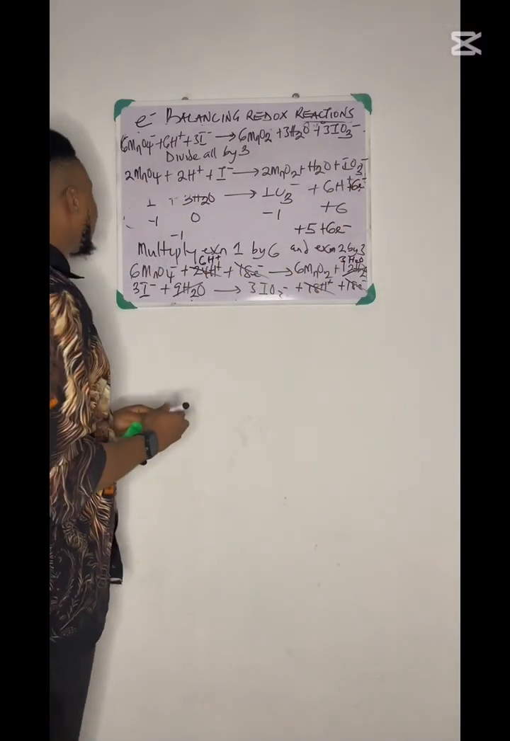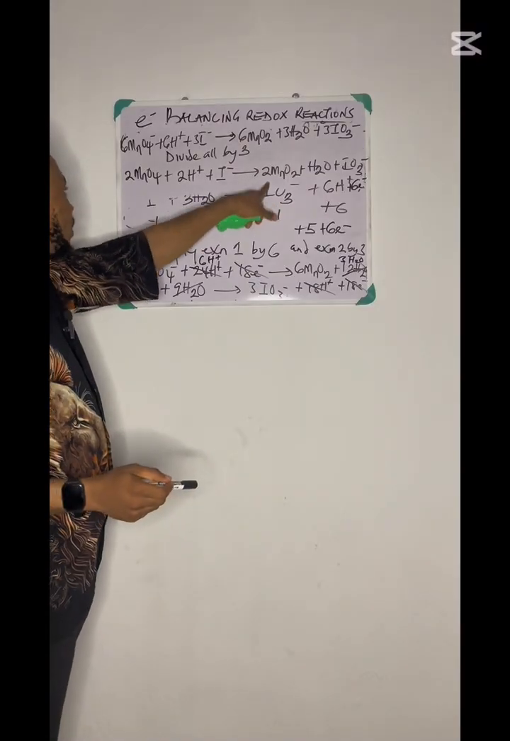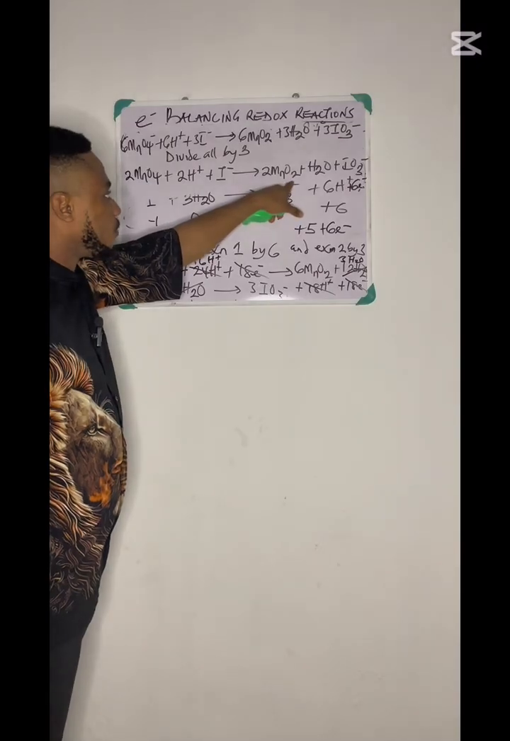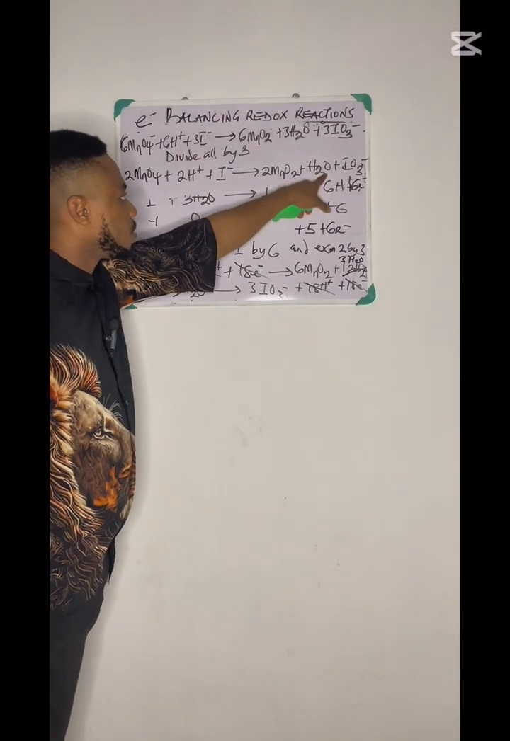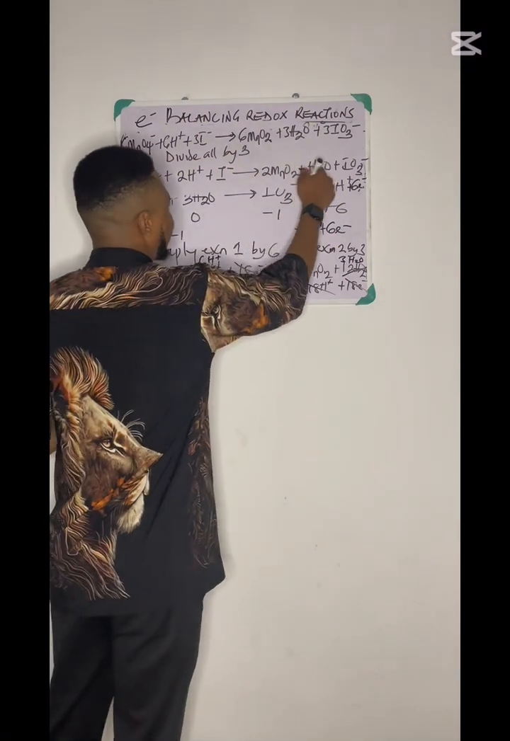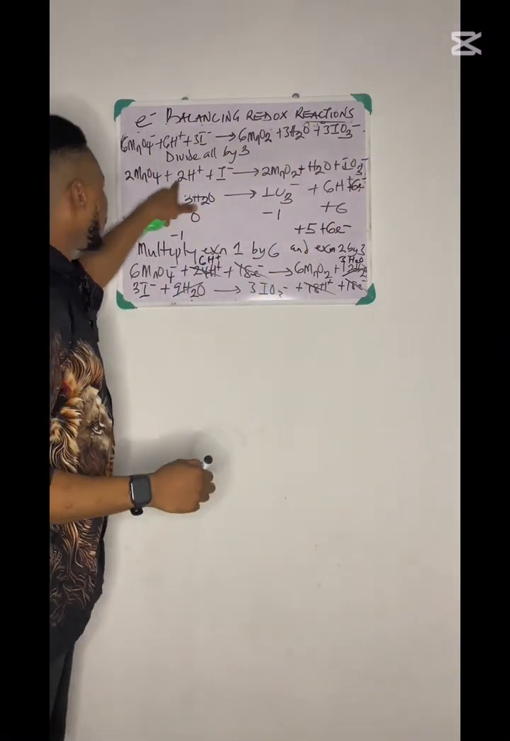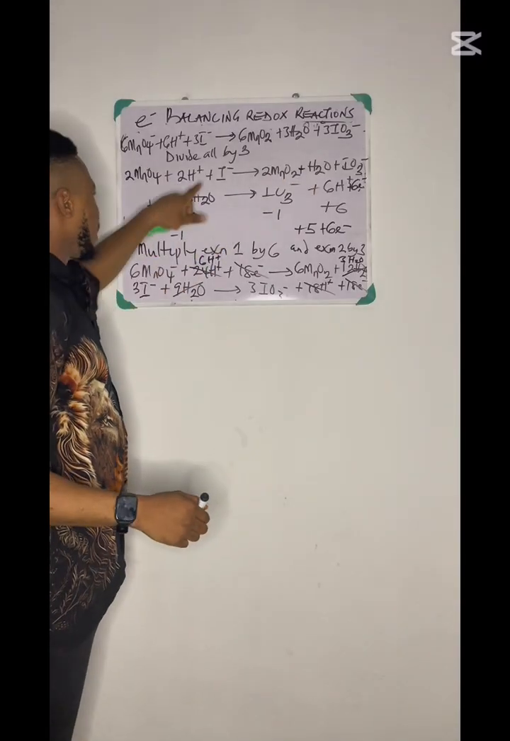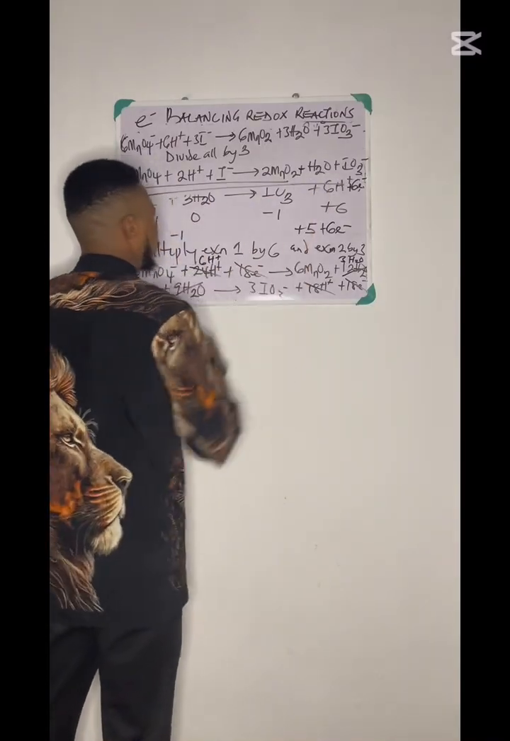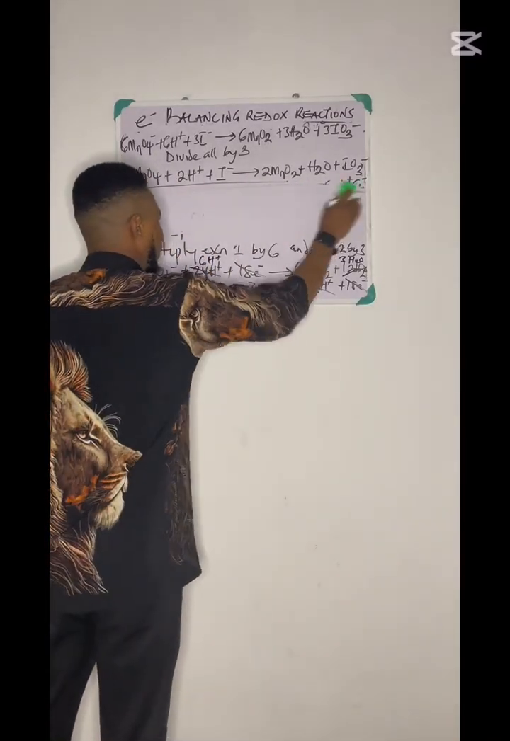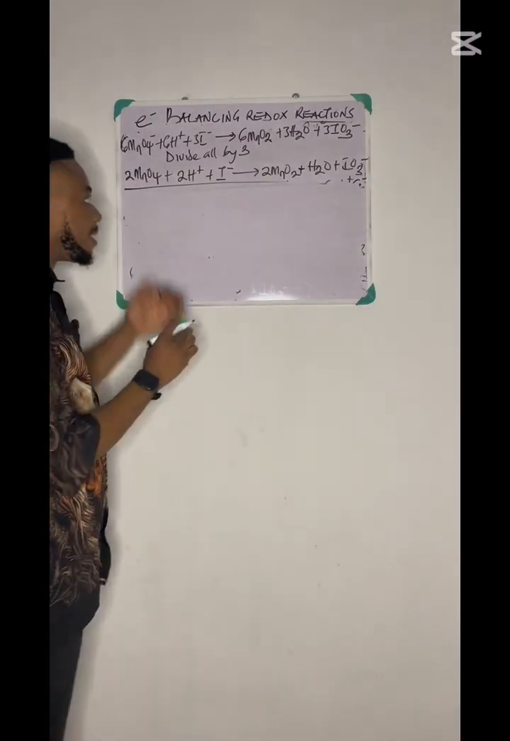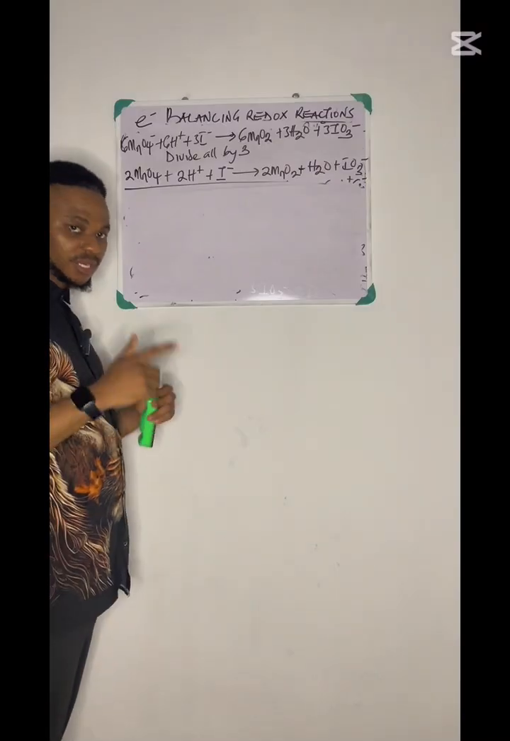Now let's check if it is balanced. Manganese is 2 here, manganese is 2 here. Oxygen is 2 times 4, 8, while on the other side oxygen is 2 times 2, 4, plus 1 here plus 3, 8. Balanced. Hydrogen is 2 here, hydrogen is 2 here, iodine is 1 here, iodine is 1 here. So this is your balanced reaction in an acidic medium. This is how to balance a redox reaction in acidic medium.